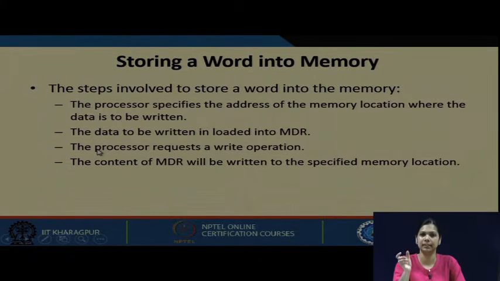Now, here the thing is different. You have to load the particular address of the memory where the data is to be written into MAR, and then you have to load the data that you want to write in that particular memory location into MDR. So, you have the data in MDR, you have the address where it is to be written in MAR, and the processor requests for a write operation. So, the content of MDR will be written to the specified memory location.